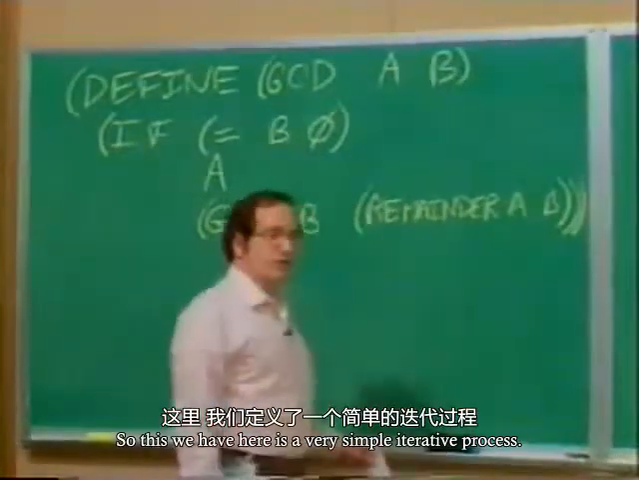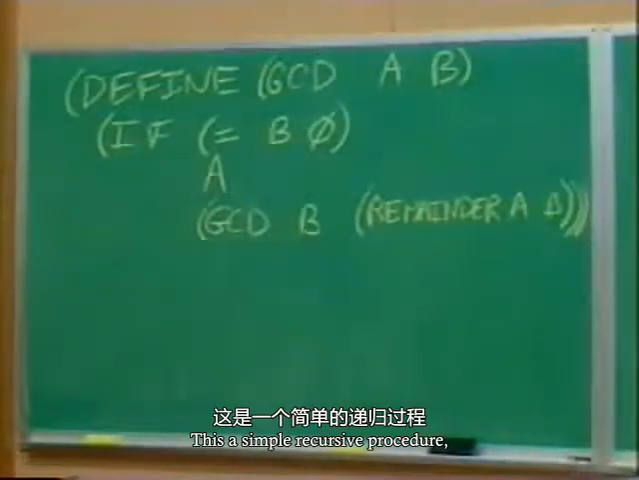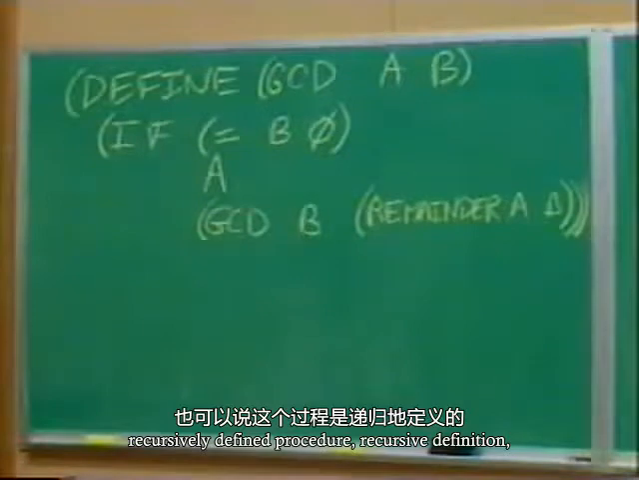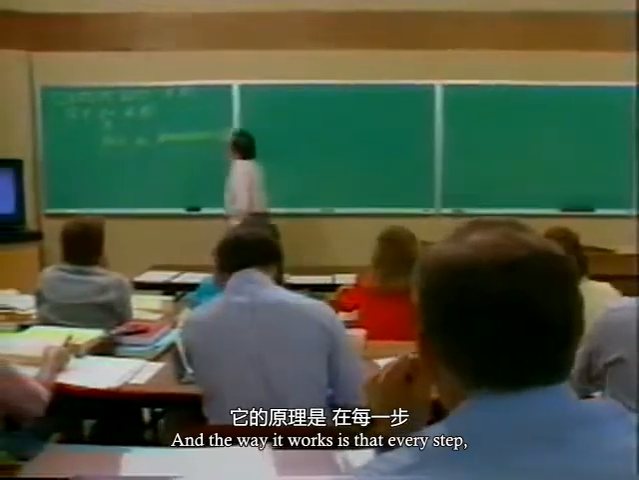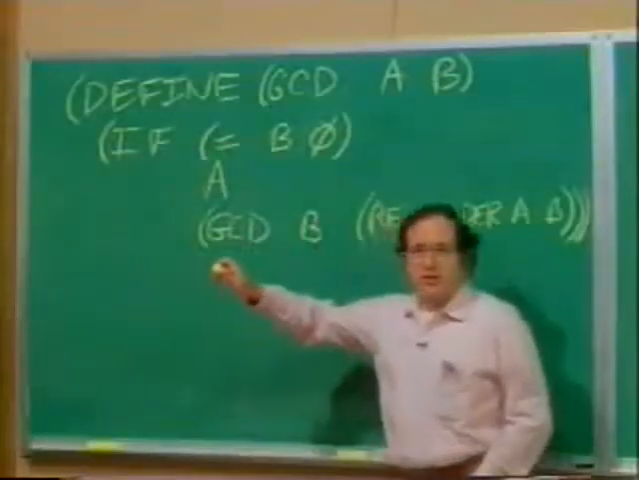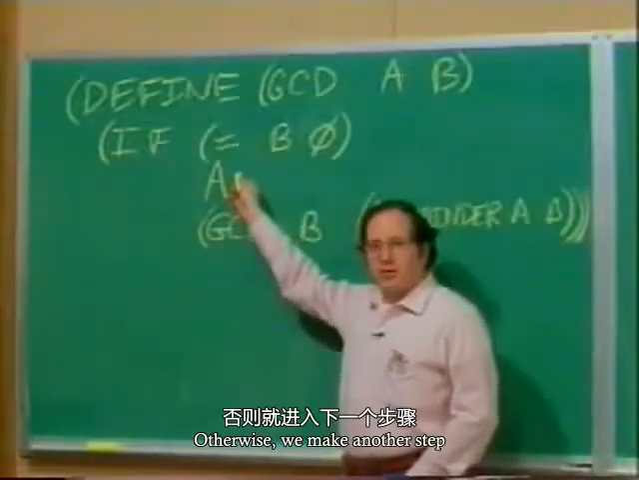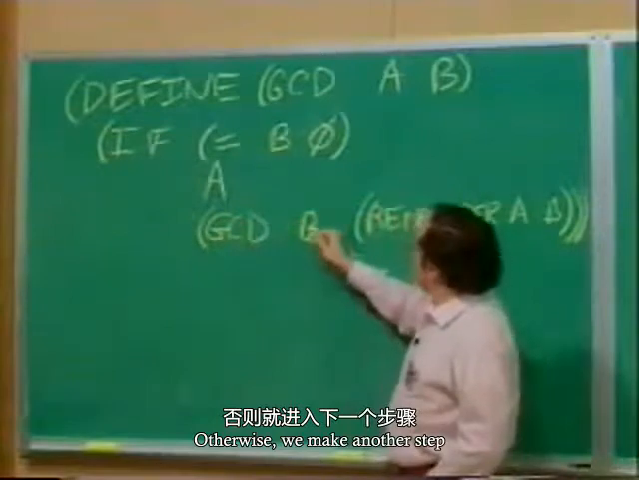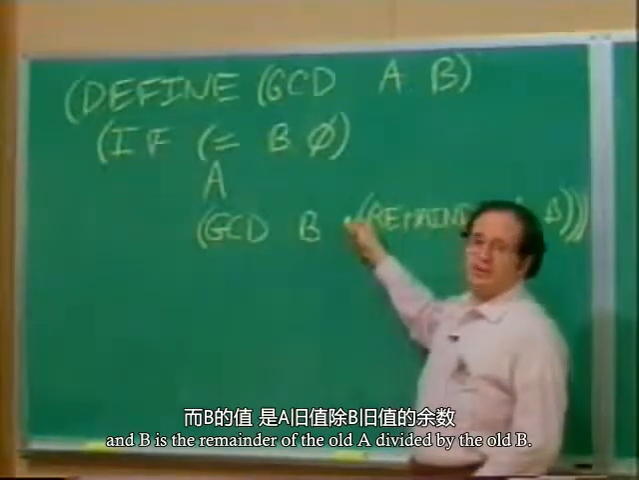So what we have here is a very simple iterative process. It's a simple recursive procedure, recursively defined procedure, or recursive definition, which yields an iterative process. And the way it works is that at every step it determines whether B is 0. And if B is 0, we got the answer in A. Otherwise, we make another step where A is the old B and B is the remainder of the old A divided by the old B.